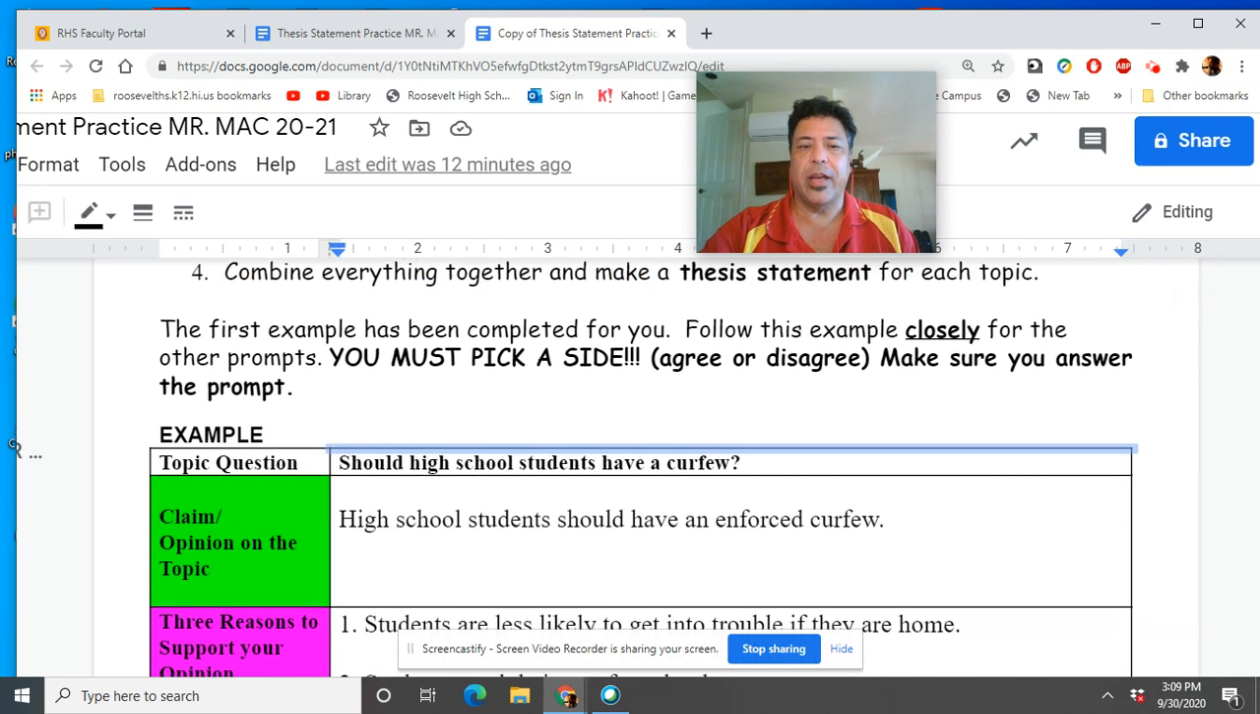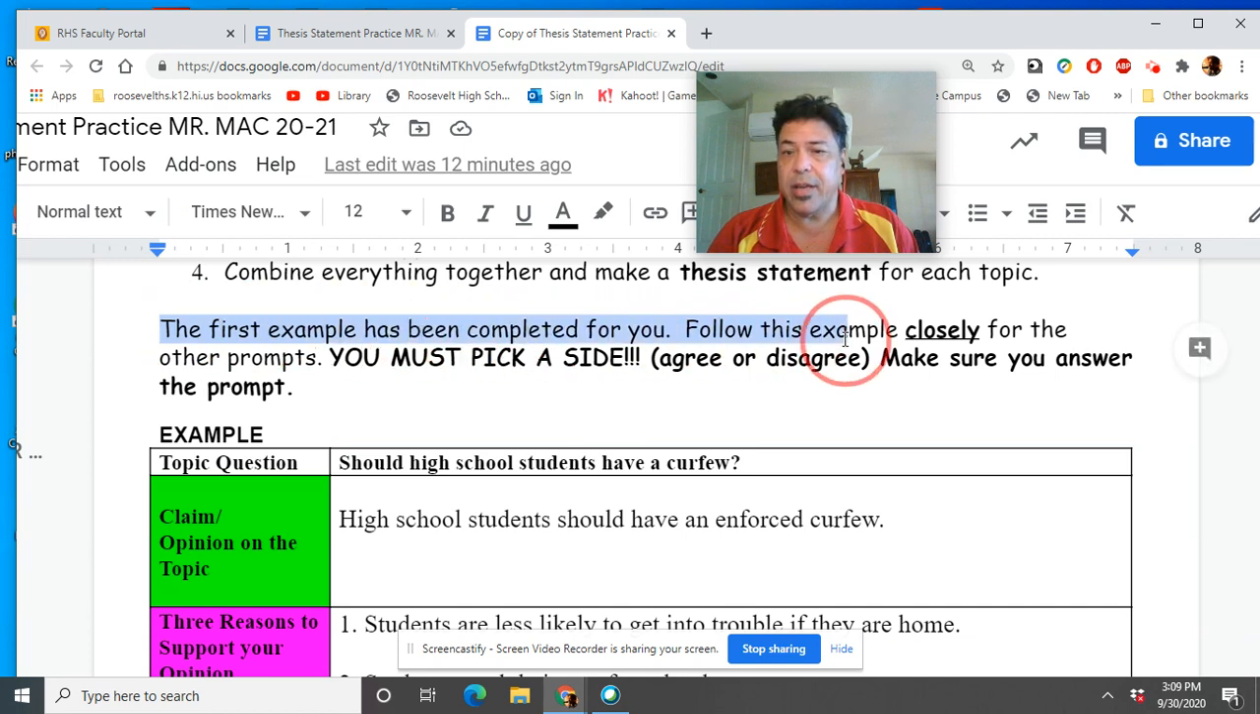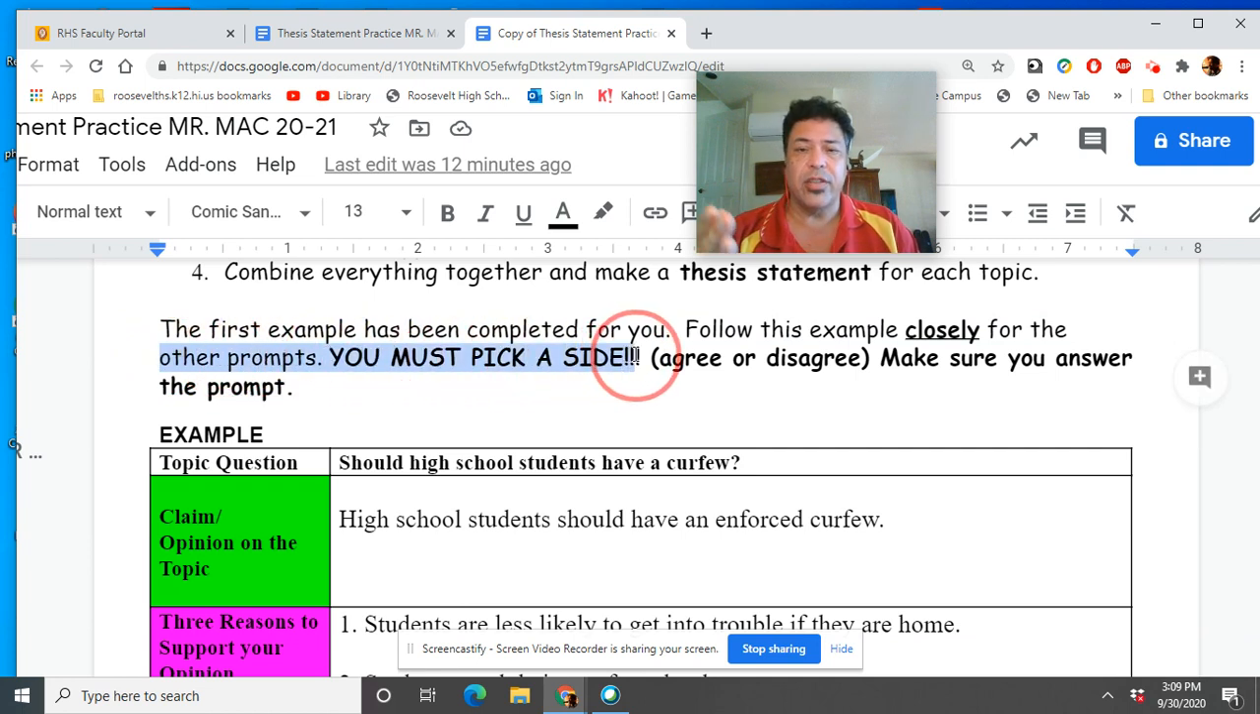So the first example has been completed for you. Follow this example closely, and you're going to use this as a model for the other prompts. You got to pick a side. You must pick a side. So some of these you might see both sides of the opinion, but in this exercise, we want you to pick yes or no, pro or con. You got to agree or disagree. Okay? Make sure you answer the prompt.